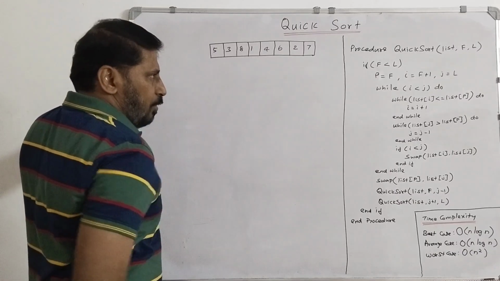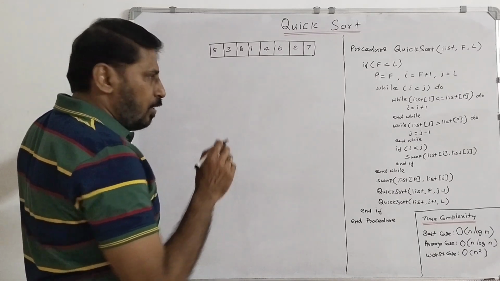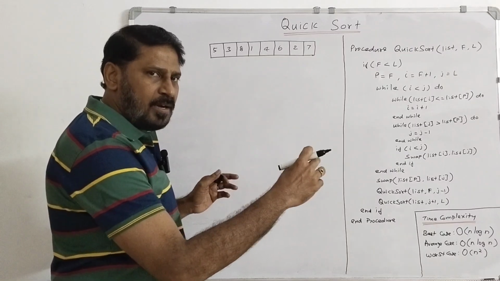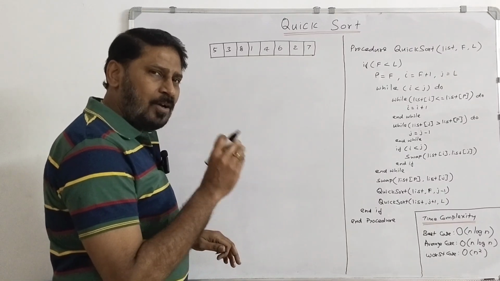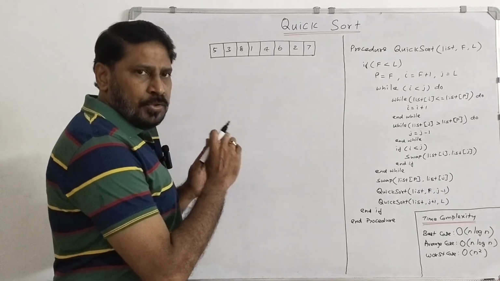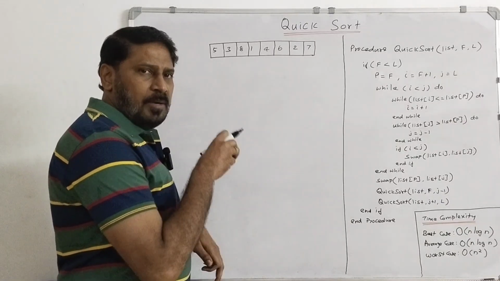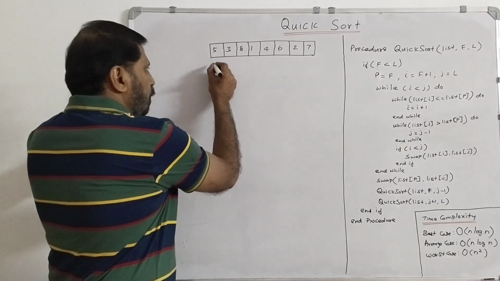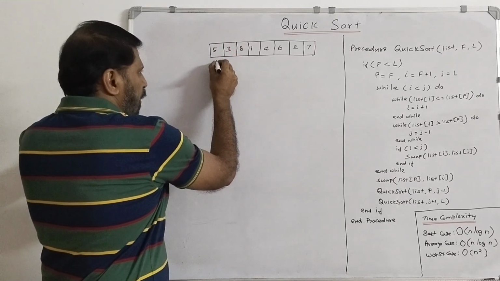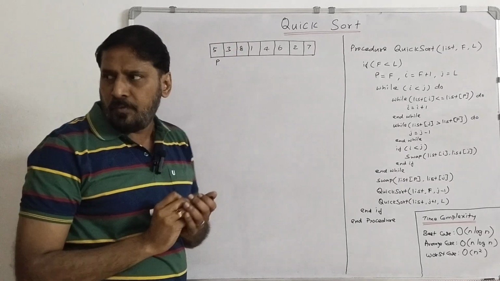So in this quick sort method, what we do is we select any number as a pivot element. Then we sort the numbers according to that pivot element. So we call it P, the pivot element. Here I am taking the first number as the pivot element.